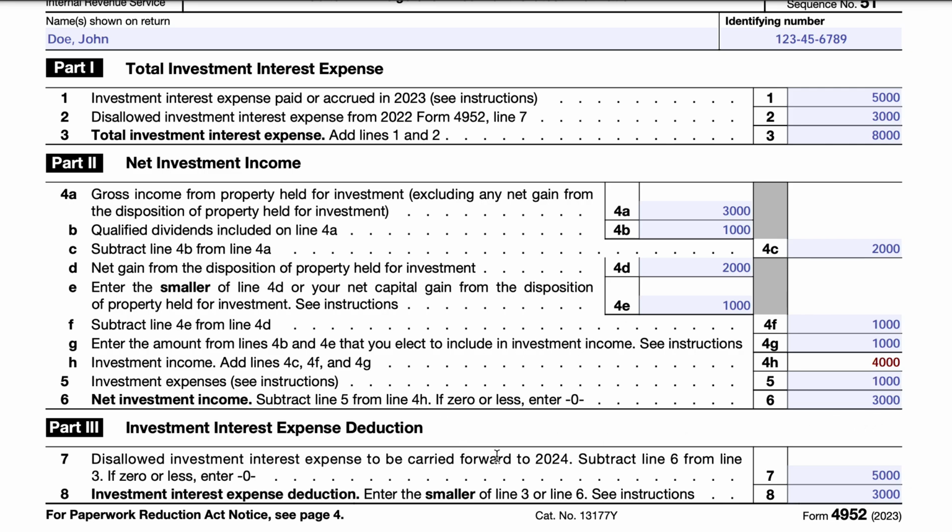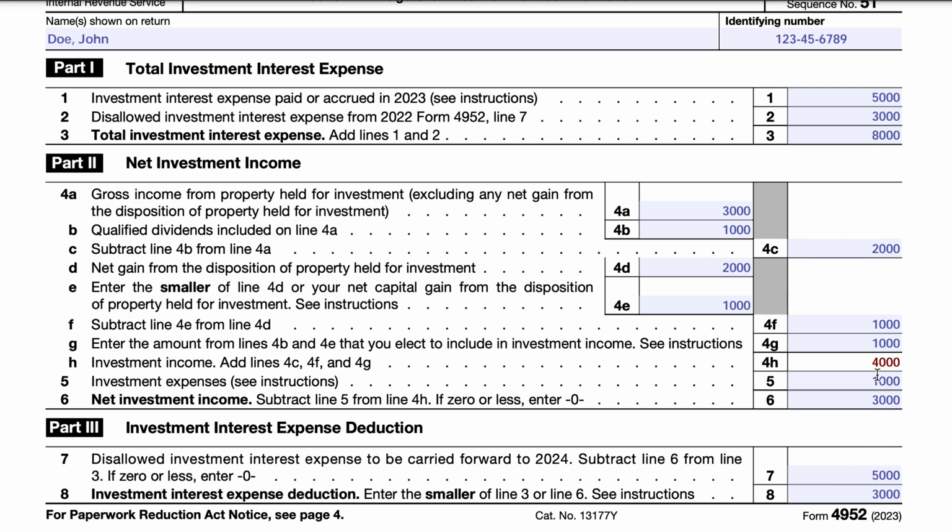So line 7 happens to be the amount that you're going to carry forward to the next tax year. So you're going to subtract this $3,000 from line 3. So the total expense was $8,000. We're going to subtract the $3,000 and put that in line 7. And then in line 8, we're going to enter the smaller of either line 3 or line 6.